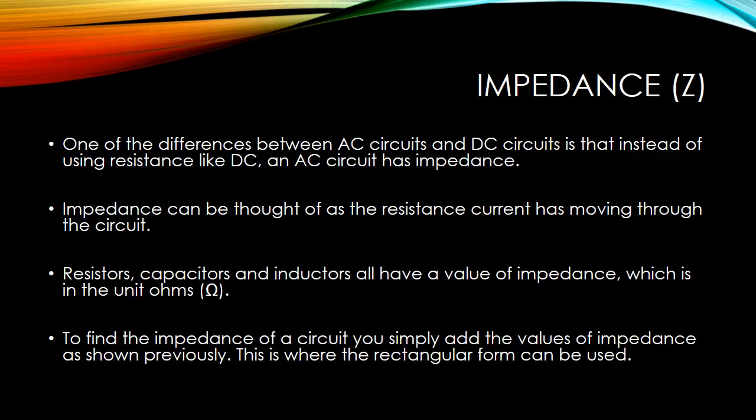One of the differences between AC circuits and DC circuits is that instead of using resistance like DC, an AC circuit has impedance. Impedance can be thought of as the resistance current has moving through the circuit. Resistors, capacitors, and inductors all have a value of impedance, which is in the units ohms. To find the impedance of a circuit, you simply add the values of impedance as shown previously. This is where the rectangular form can be used.